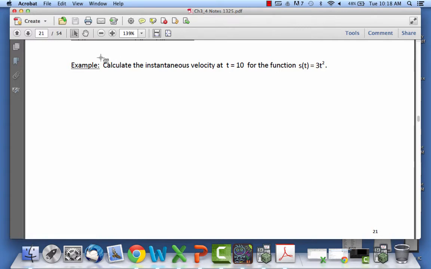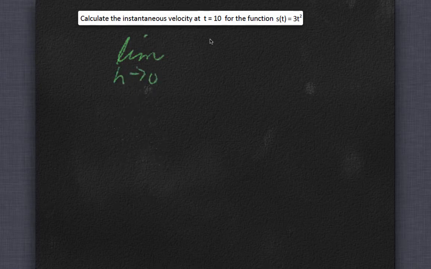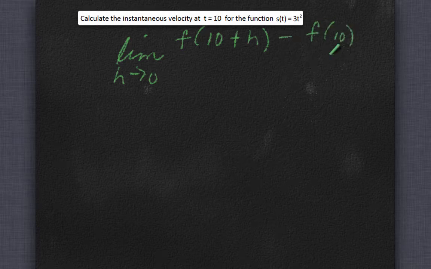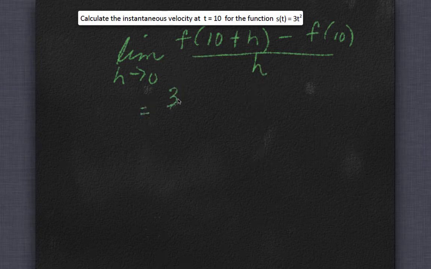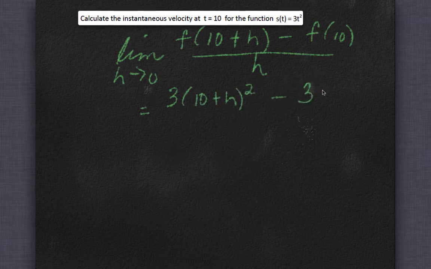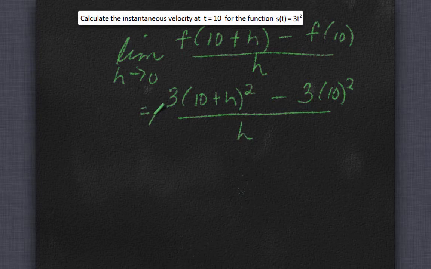But let's bring this over here. Okay, so what we want is the limit as h approaches 0, that's the beginning, of f of, in this case, 10 plus h, because we're being given the a value, minus f of 10, divided by h, equals 3 times 10 plus h squared minus 3 times 10 squared. We've already done that, but I'll write it that way this time, over h. Forgot to write my limit.